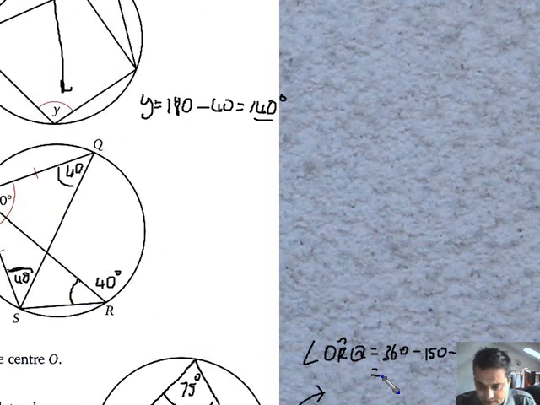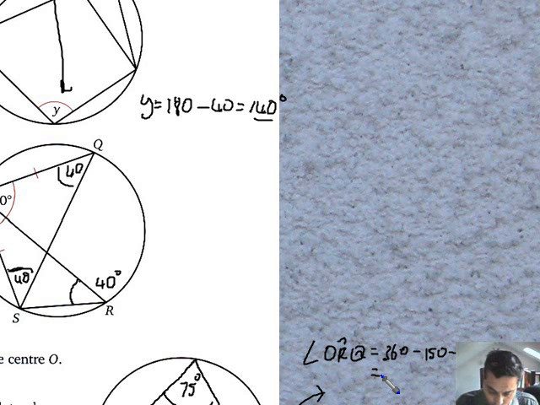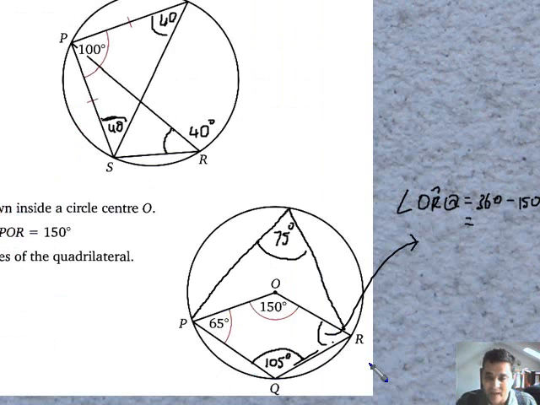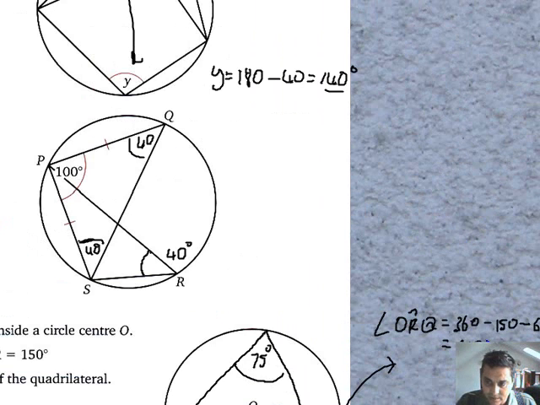Grab my machine and do it on this little board here. Right, 360, take away the 150 at the centre, take away the 65 on the left hand side, take away the 105 at the bottom, leaves me with 40 degrees. So therefore angle R there, or ORQ, is 40 degrees.